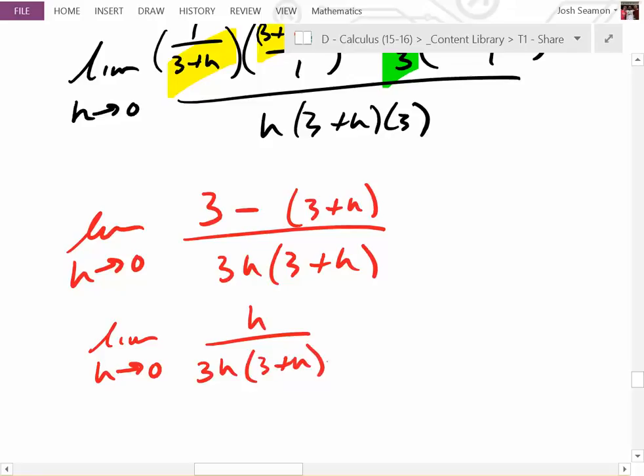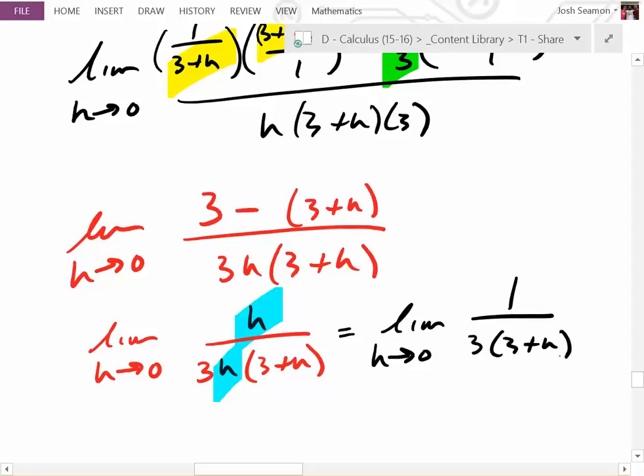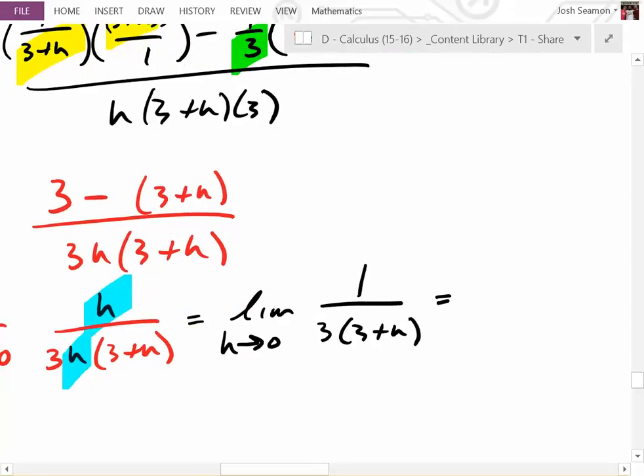3 plus h. What now? What can I cancel? You can cancel the h's. Why is that super awesome? Now what do you have? Limit as h goes to 0 of 1 over what? 3 plus h. So what's that limit equal? What's it equal? What does it equal? 1/9.